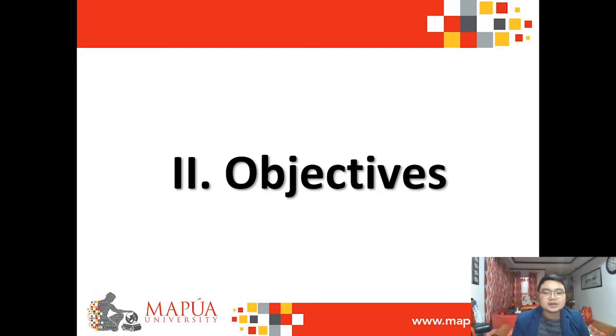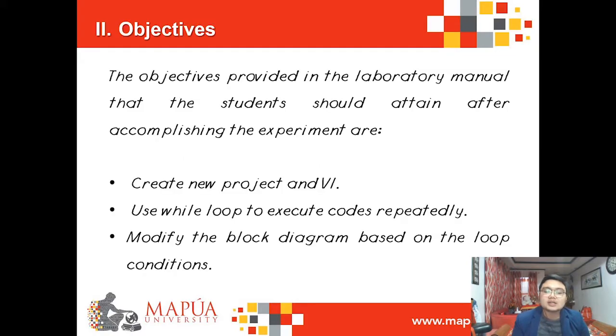The objectives provided in the laboratory manual that the students should attain after accomplishing the experiment are: first, to create a new project and VI. This was done by creating a new project and selecting the blank VI, after which the front panel and the block diagram pop up on the screen. Next is to use a while loop to execute code repeatedly.